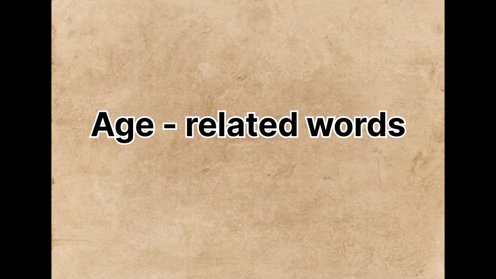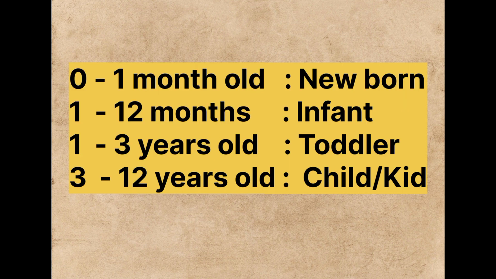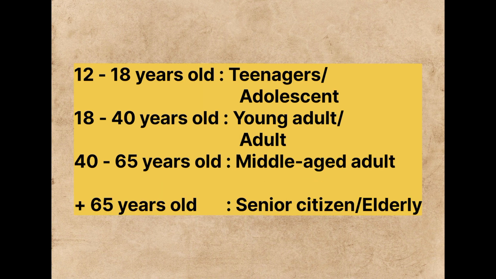Age-related words. 0 to 1 month old, newborn; 1 month to 12 months, infant; 1 to 3 years old, toddler; 3 to 12 years old, child or kid; 12 to 18 years old, teenagers; 18 to 40 years old, young adult or adult; 40 to 65 years old, middle-aged adult; 65 years old and above, senior citizen or elderly.